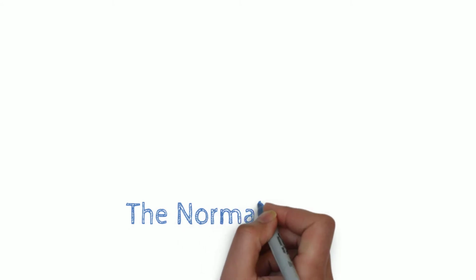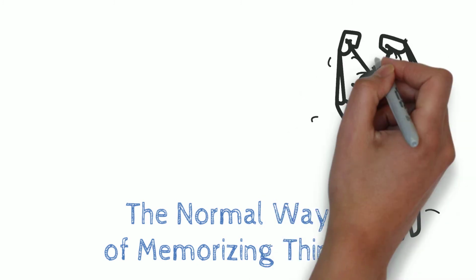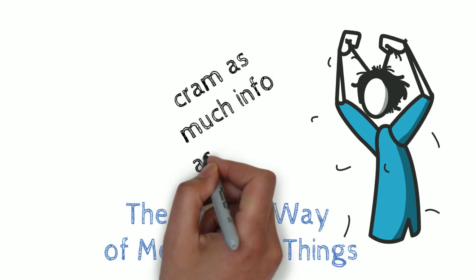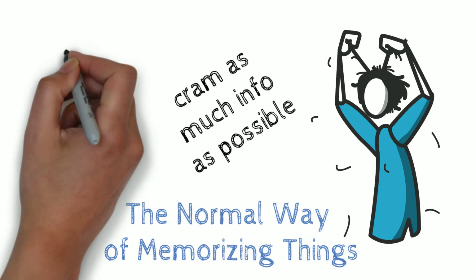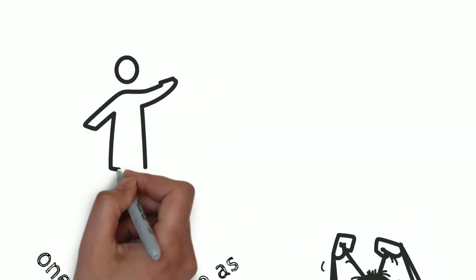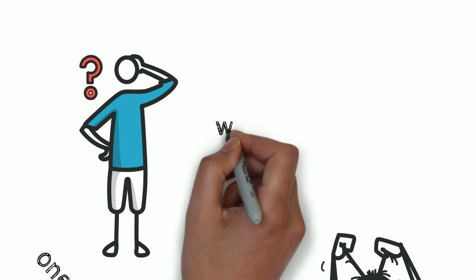And let's begin by talking about the normal way of memorizing things. It goes like this. You look at whatever it is that you want to remember. Then, you try to cram as much information as possible. Using the list above, you would look at those 6 things and try to memorize each of them one by one. You read the entire list once, then you reread it again.